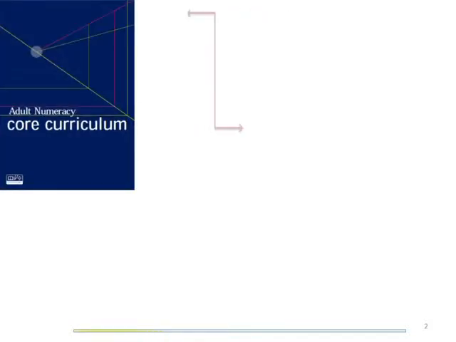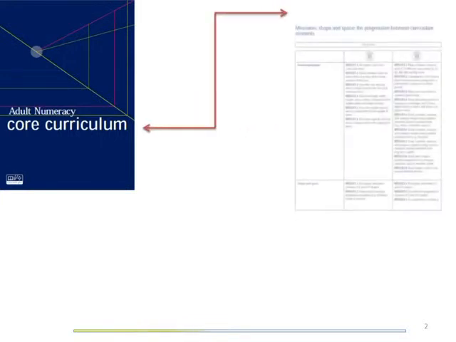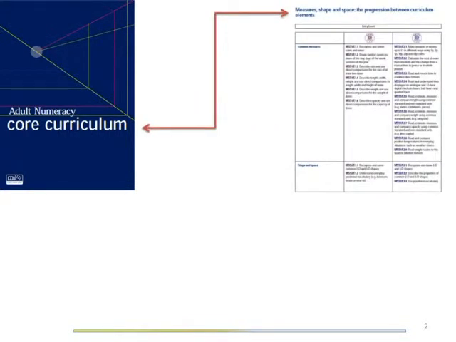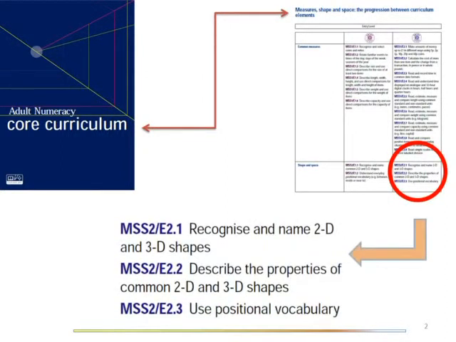The objectives for this presentation on shapes come from the GCSE and Adult Numeracy core curriculum and are part of the Maths Measurements, Shapes and Space section. Specifically this morning we will cover a subsection at foundation level where we're required to recognise two-dimensional shapes.